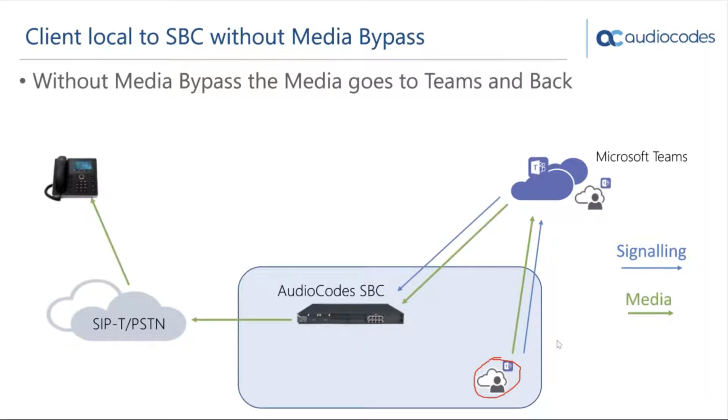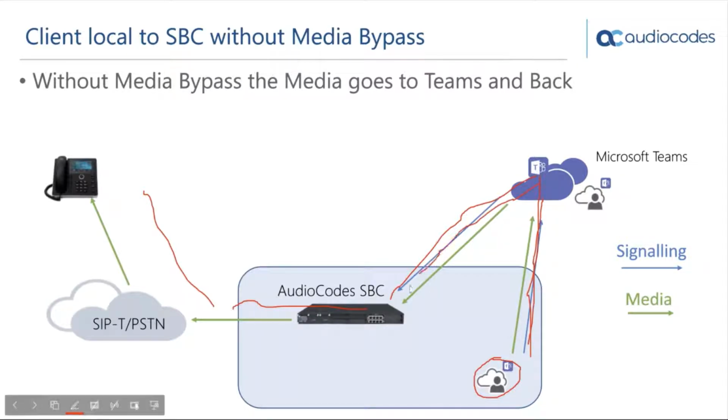So this is without media bypass. Signaling and media flow up here, and then flow back down again, and then out through the SBC and out to the outside world, which is the normal flow. And again, that can work fine, but obviously what you're getting is quite a lot of traffic going out through the corporate firewall, and then back in through the corporate firewall and across over here.